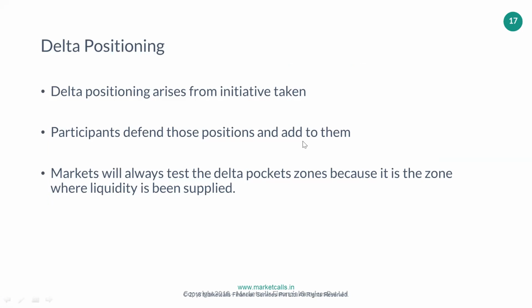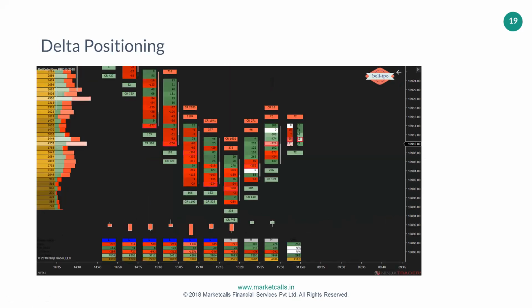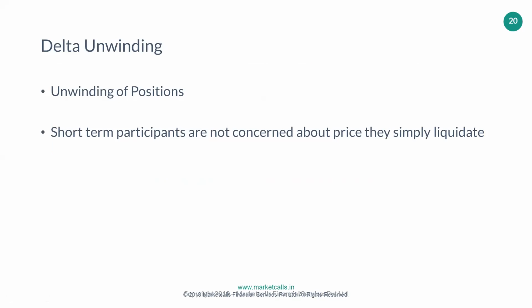Market will always test the delta pocket zones because it is a zone where liquidity is being supplied. So again, the market will always tend to go and test it. While testing, you have to look for absorption. If it is an absorption, then there are higher signs of continuation in the direction of the delta positioning. Otherwise, what you're going to see is a delta unwinding. A delta unwinding is a similar concept where you're going to see a packet of delta positioning. Players are going to find themselves.